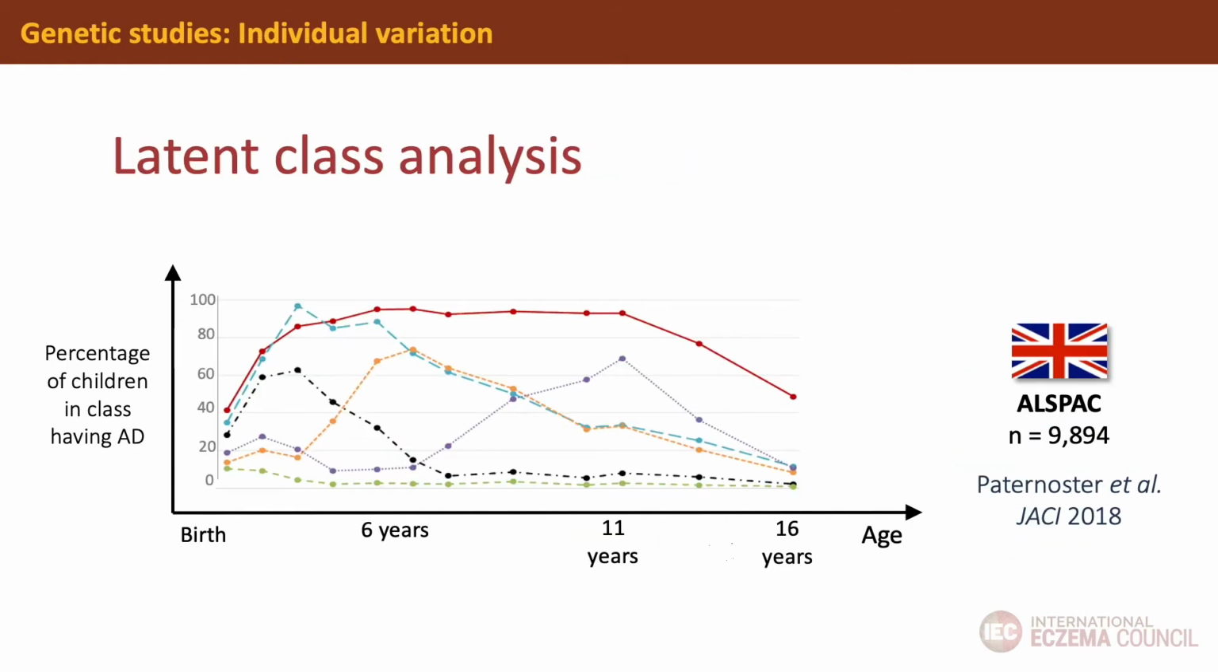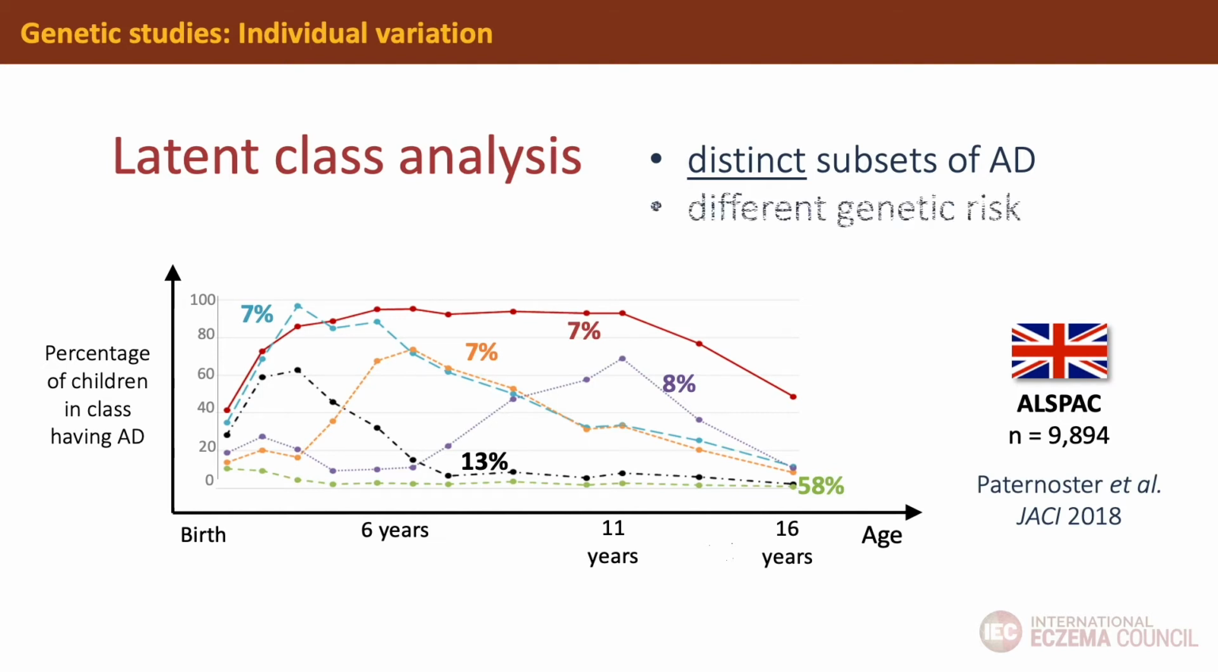Latent class analysis is a statistical approach to investigate disease subtypes. And in atopic dermatitis, longitudinal latent class analysis has demonstrated that there are indeed distinct subsets within atopic dermatitis. And interestingly, these distinct subtypes do have different genetic risk profiles. Specifically, the most early onset, persistent and severe subtypes have the highest burden of genetic risk.